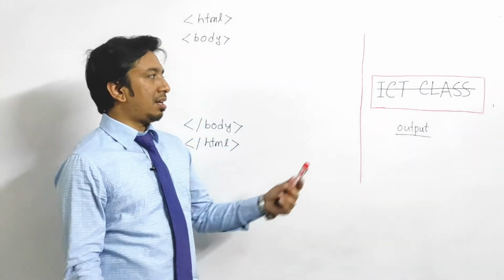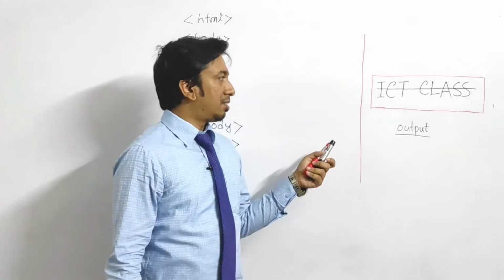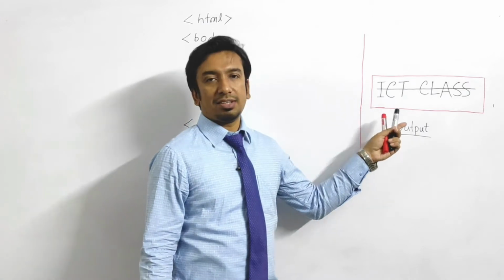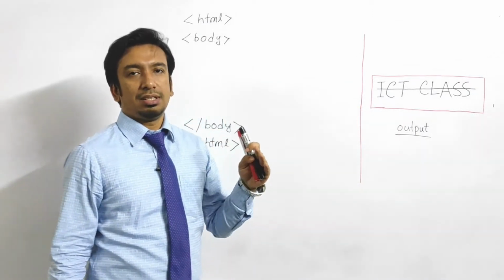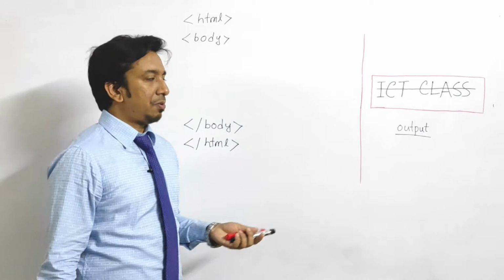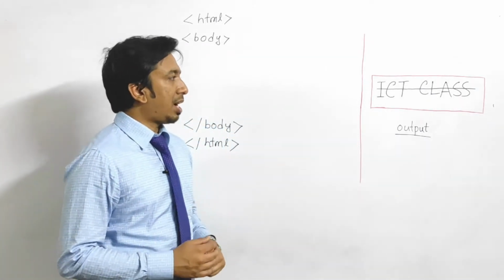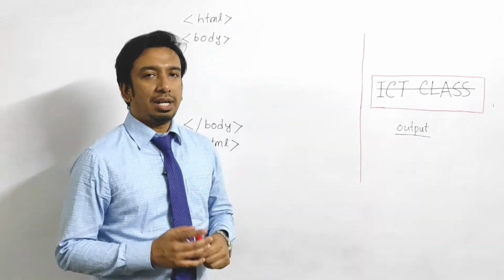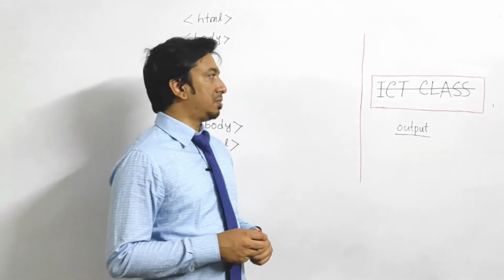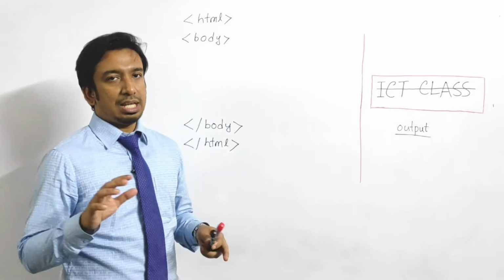You can see another output here. See here ICT class, but the text is deleted. So how do we show this output in HTML? We have to write the HTML code, and we have to use the delete tag, right? The del tag. You can use the del tag to delete any text.